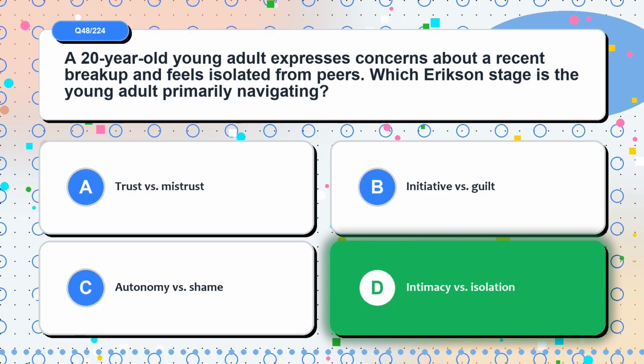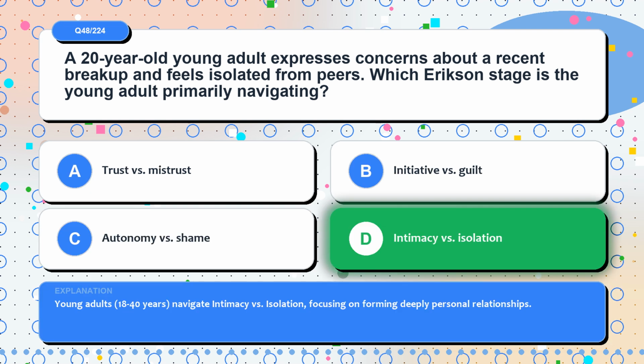The correct answer is option D, intimacy versus isolation. Young adults 18-40 years navigate intimacy versus isolation, focusing on forming deeply personal relationships.